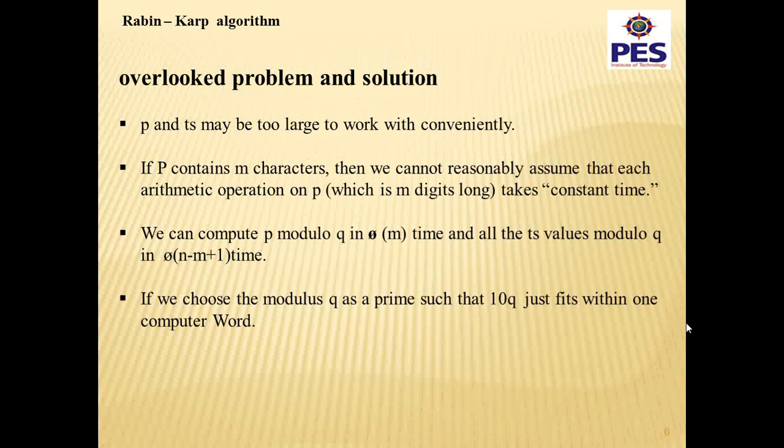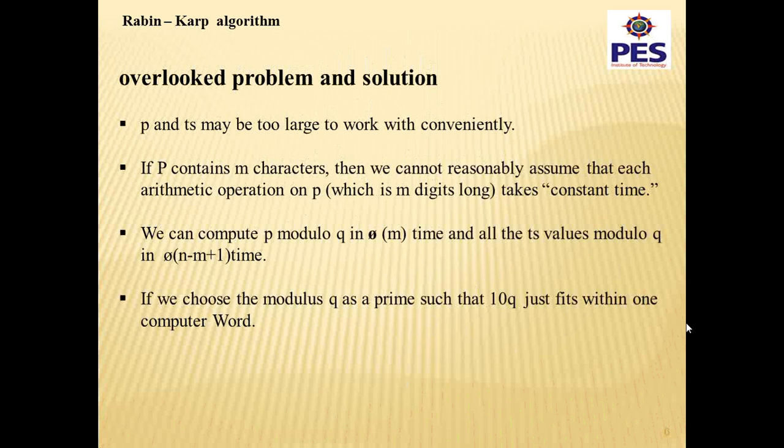The main problem is how we are going to derive that p and ts is too large to work with conveniently. So if T contains m characters, then we cannot reasonably assume that each arithmetic operation on p takes constant time. It's obvious, right? When we take small characters, it will take less time, and if you choose a large string of some length, it will take much more time.